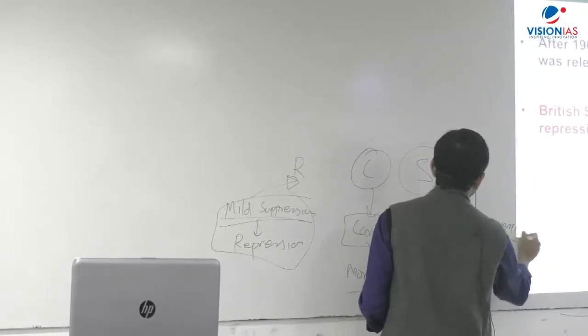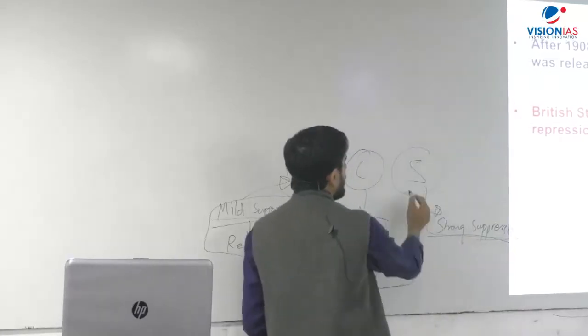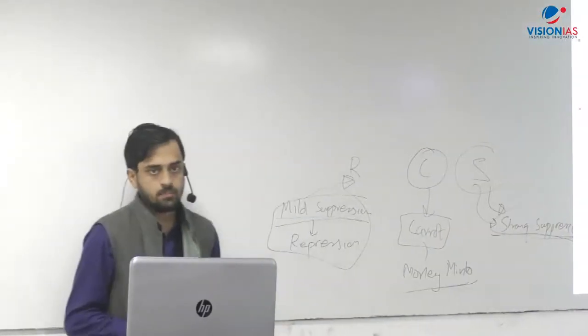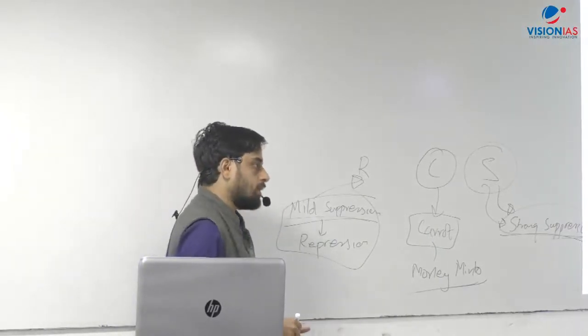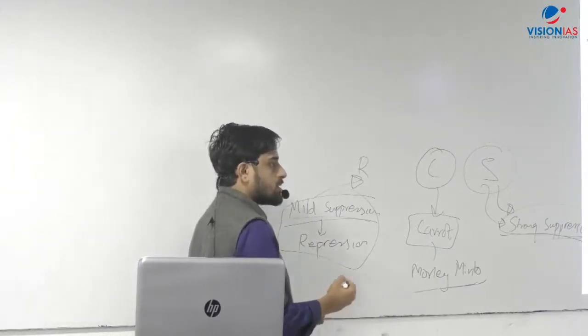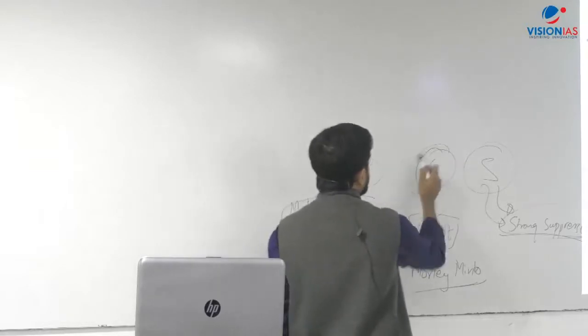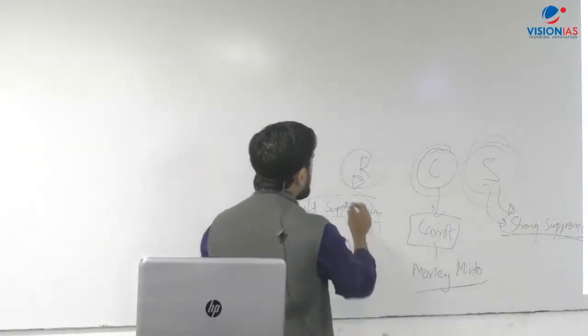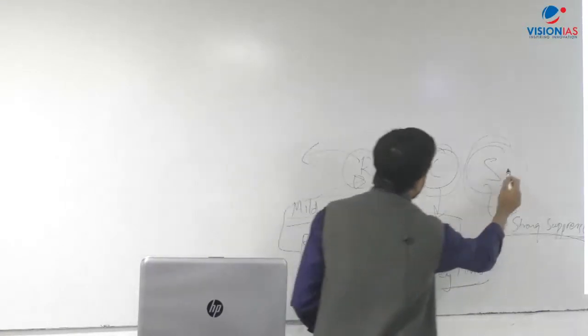Now what do I mean by a strong suppression is basically that all the top political leaders of the extremists were imprisoned or were forced to retire from politics. So this was the three-pronged strategy. The first was repression, the second was conciliation, and the third was suppression. Now some of you will be thinking, what is the difference between repression and suppression?